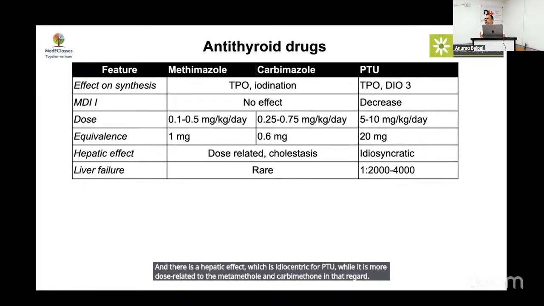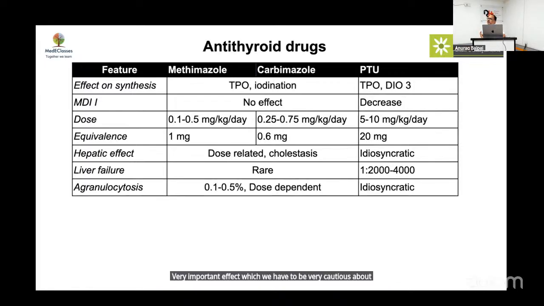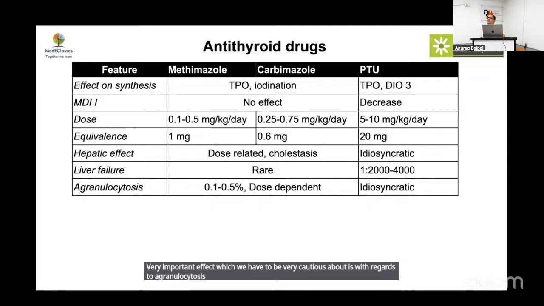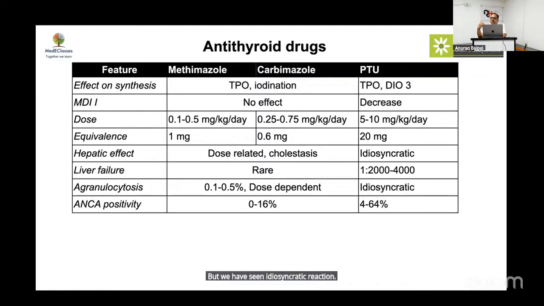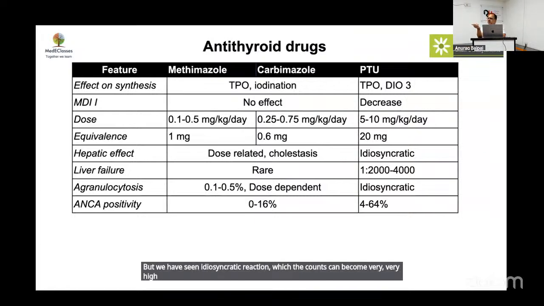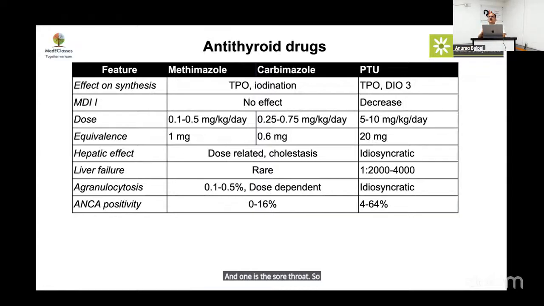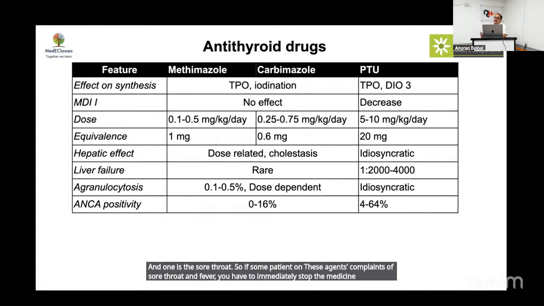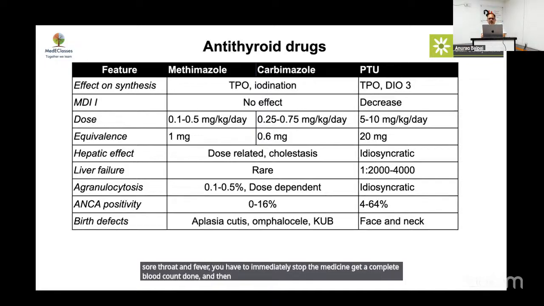A very important effect which we have to be very cautious about is agranulocytosis, and this typically happens in the first 100 days of treatment. With methimazole and carbimazole, this typically happens in the initial phase and it may be dose dependent, but we have seen idiosyncratic reactions in which the counts can become very, very high because of the ANCA positivity which is there. So with these drugs, two things you have to worry about. One is the liver dysfunction and one is the sore throat. So if some patient on these agents complains of sore throat and fever, you have to immediately stop the medicine, get a complete blood count done, and then go from there.